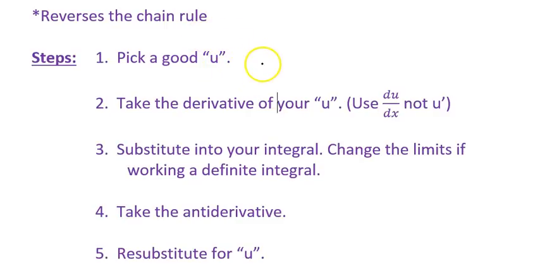And by a good U, we're looking for something a lot of times that has a derivative inside the problem, and I'll show you what I mean by that when we get to our examples. But you're looking for something that you can see a derivative or part of its derivative in the problem. The second step is to take the derivative of our U, and we want to use the d over dx notation for the way that I teach you, and not use the U prime.